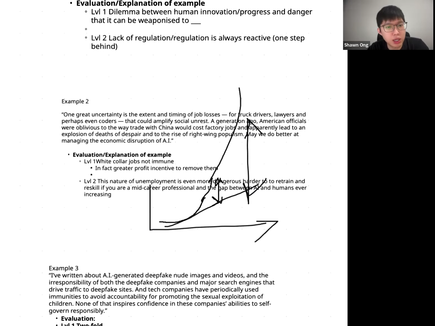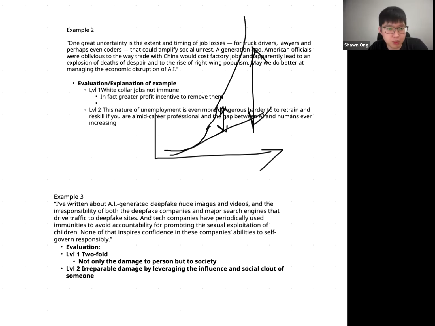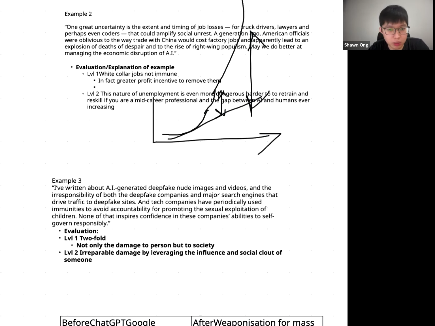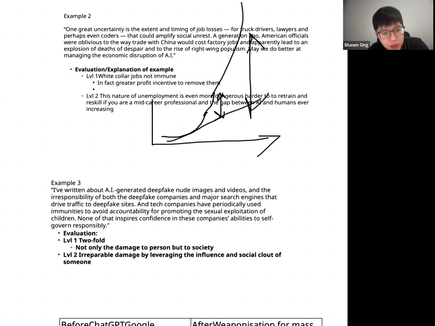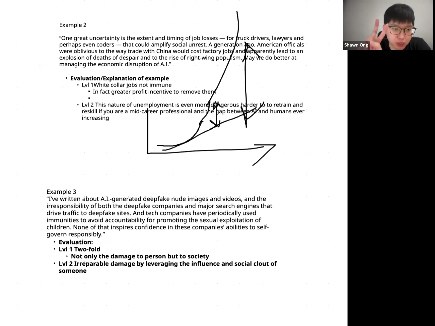Okay, last example. Everybody knows this example, right? AI creating explicit inappropriate content. It's very, very normal. But again, it's not just the example, but about how you explain the example. So the two ways I will explain this example. Firstly, the damage is twofold. Not only is it damaging to the person's credibility, but to society.